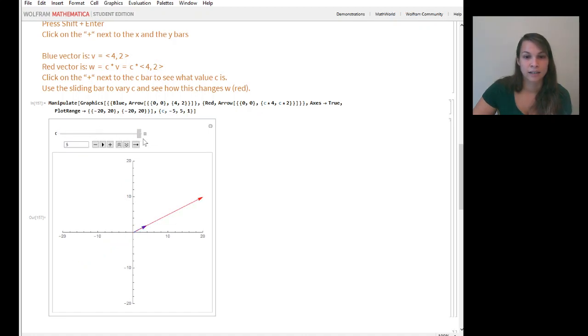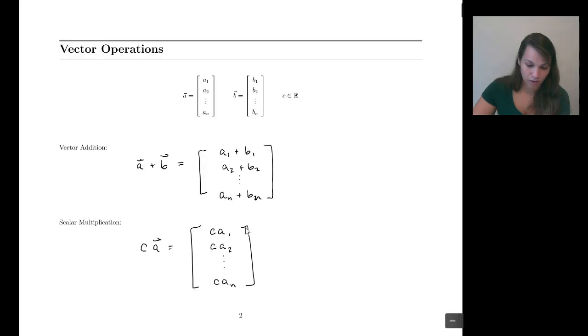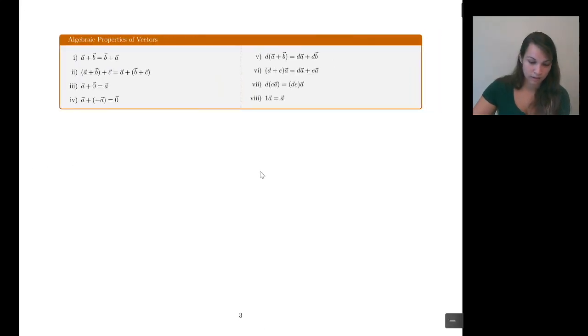And you can see how the red would compare to blue. It stretches, or it goes in the opposite direction when it's negative. Okay, so now we get to move on to some algebraic properties real quick. For instance, it doesn't matter what order you add your vectors in. You can do a plus b or b plus a.